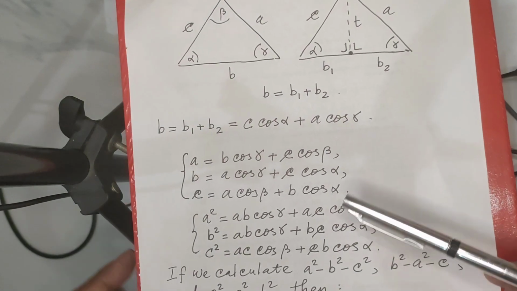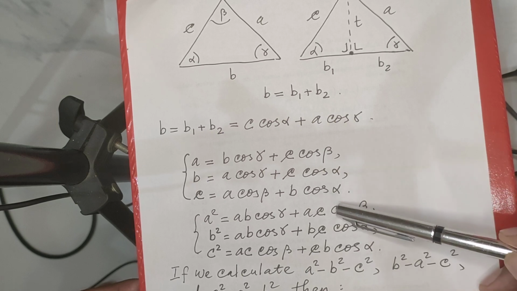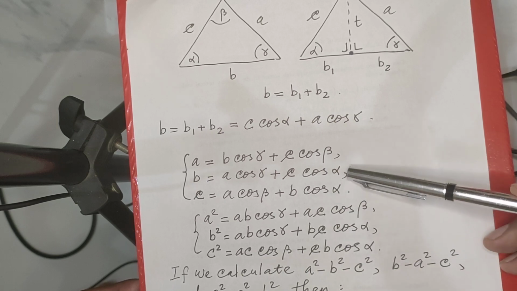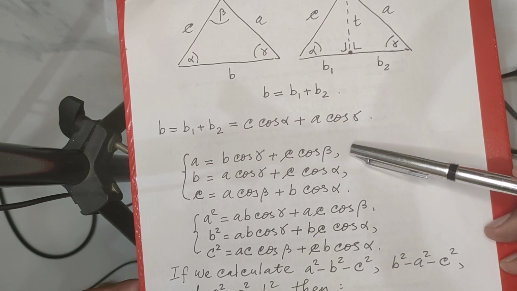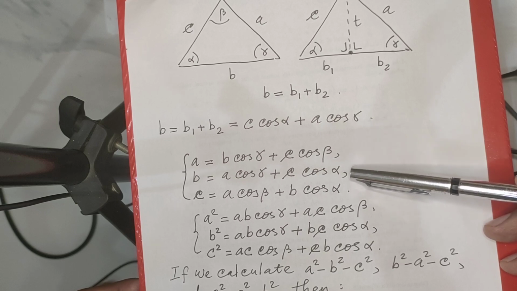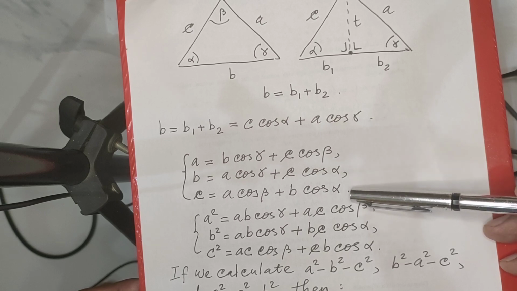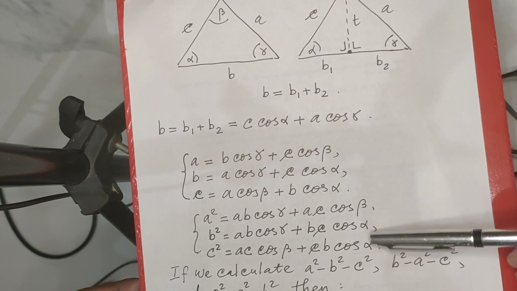For example, in the first formula we multiply both sides by a. The second term we multiply both sides by b, and the third formula we multiply both sides by c. Then we will have the following formula also.